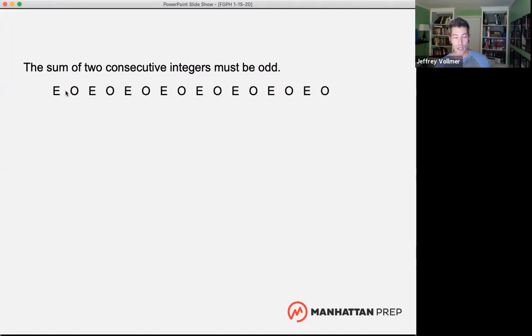Because if I alternate even and odd integers, right? When you have a list of consecutive integers, whenever you change to the next one, you've gone from even to odd or the other way, but they alternate. And so whenever I take two of them, I am guaranteed that one of them is going to be even and one of them is going to be odd. Just like on the chessboard, one of the squares was always gray and one of them was always black. So if I move this here, I still have an odd and an even. And if I move it all the way down the line, I still have one even and one odd. And the sum of an even and an odd, no matter what they are, will always be odd.